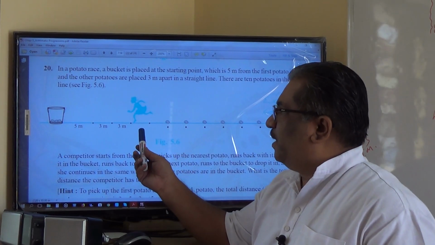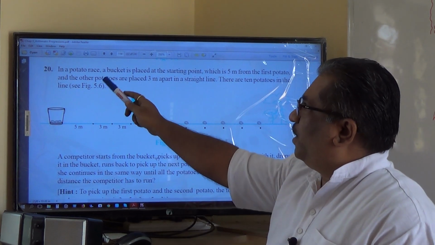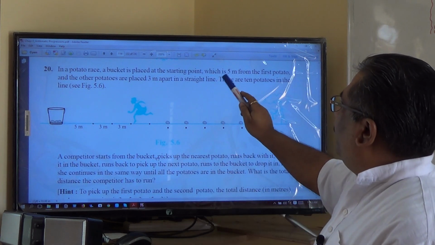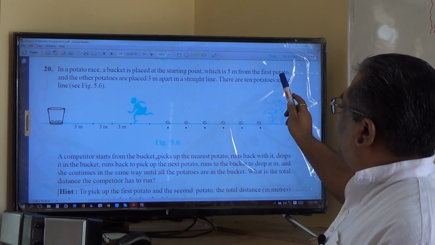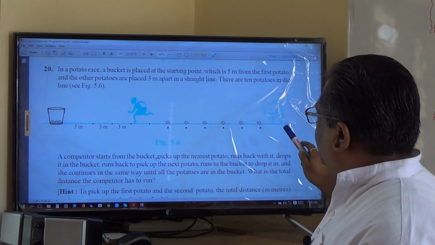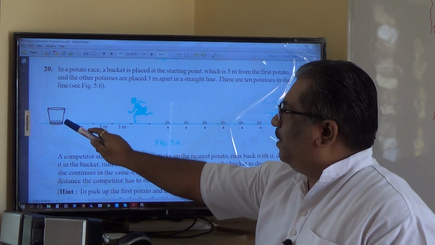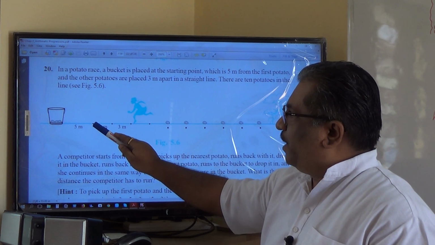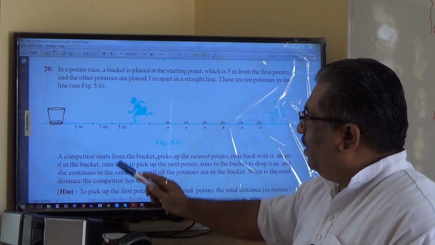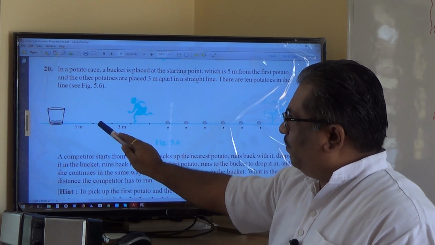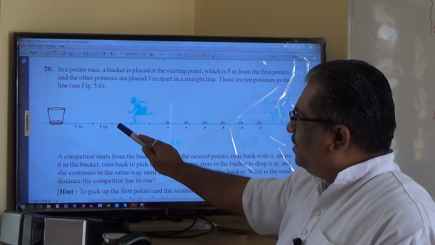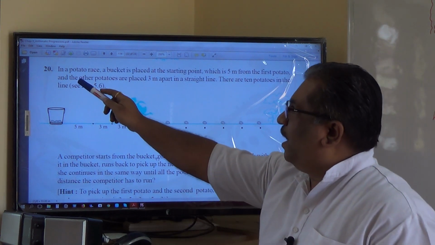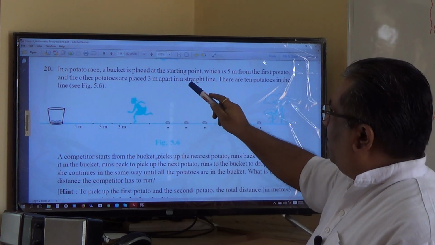Yeah, dear students, this potato race problem is very important. In a potato race, a bucket is placed at the starting point, which is 5 meters from the first potato. The distance between the first potato and the bucket is 5 meters. The second potato is 3 meters away from the first potato, the third also is 3 meters away. So every subsequent potato is 3 meters apart in a straight line.